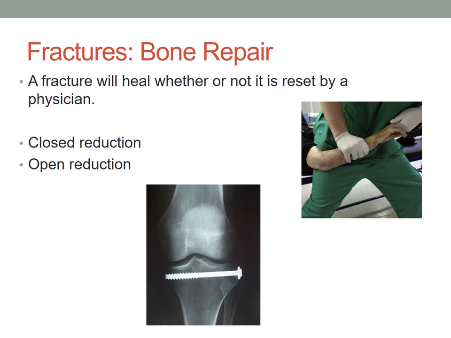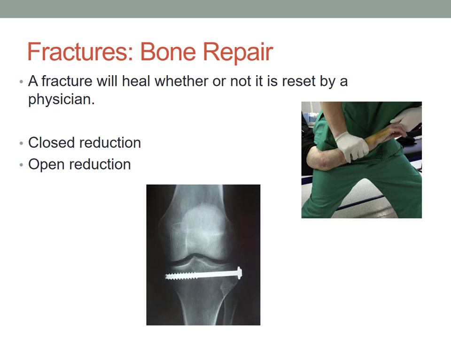So there are closed reductions of fractures, which you can see here in the photo on the right. And oftentimes these appear, when you're watching, to be very violent. But because of the way the bones and muscles try to protect themselves, with fractures and dislocations muscles will spasm, which takes a lot of force to actually manipulate those areas after that.